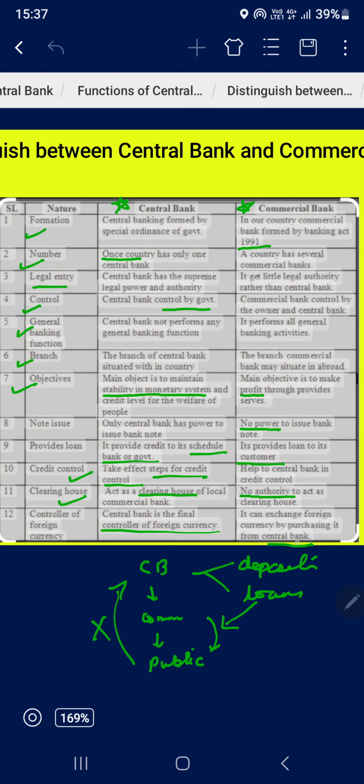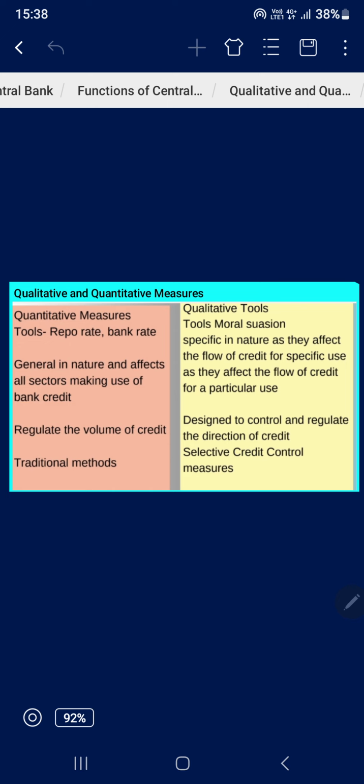So it's not that you go to the central bank when you need foreign currency. You have to go to the commercial bank and complete all the paperwork and formalities if you need any kind of foreign currency. This is the last topic, and we conclude the lesson with quantitative and qualitative measures for credit control.